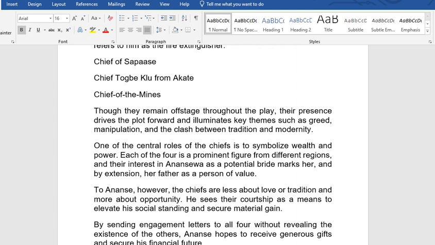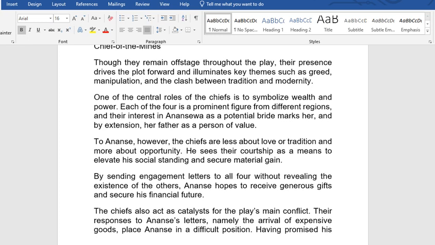One of the central roles of the chiefs is to symbolize wealth and power. Each of the 4 is a prominent figure from different regions, and their interest in Anansewa as a potential bride marks her, and by extension her father, as a person of value to Ananse, that is Anansewa's father.